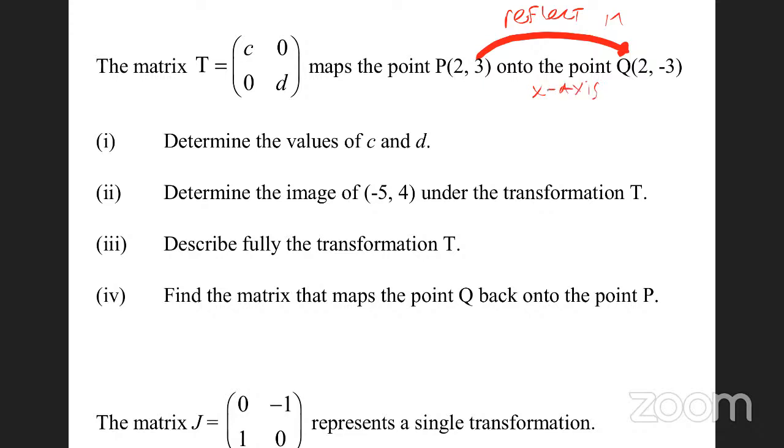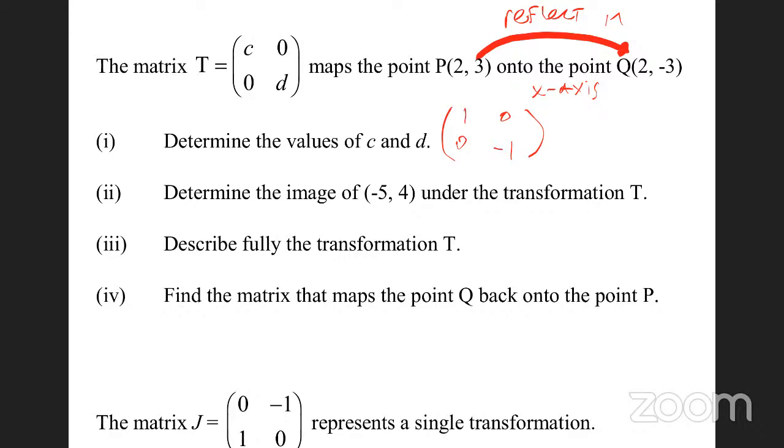Anybody remember what's the matrix that will do that for you? Go to your matrices now. Is it 1, 0, 0, 1? No. It's 1, 0, 0, -1. That's how easy it is. Everybody okay with that? So that's one way you can do it, by learning the matrices off.